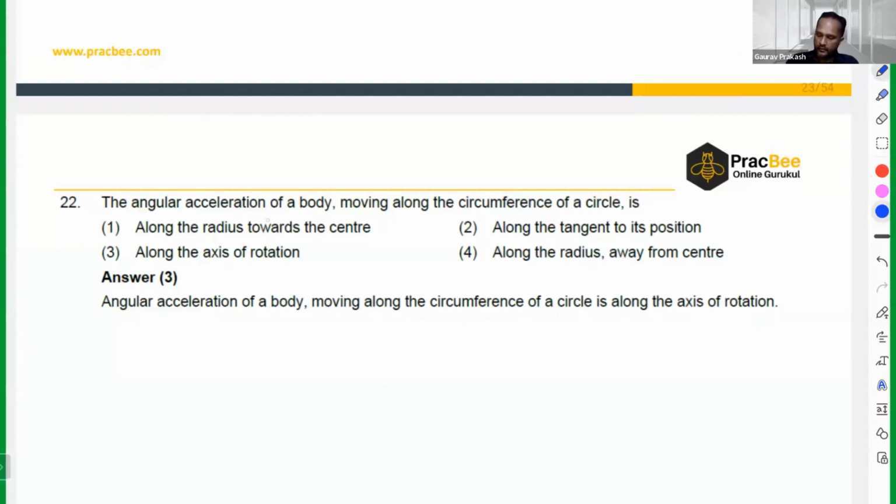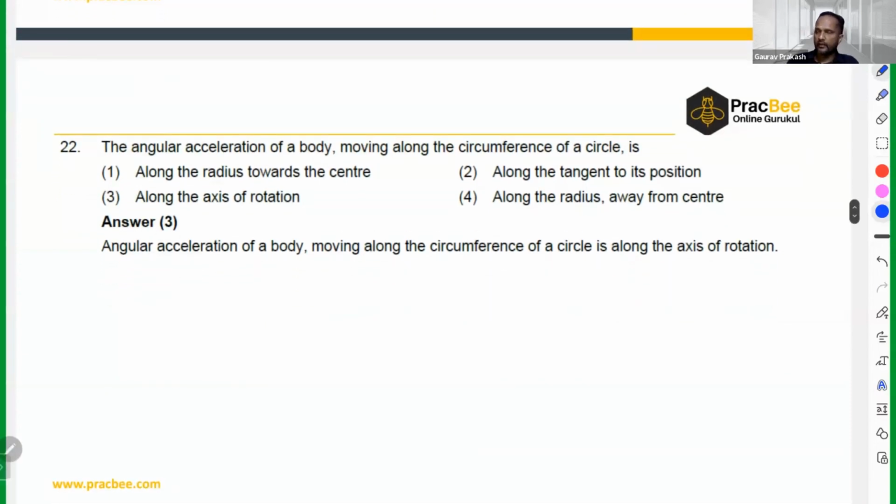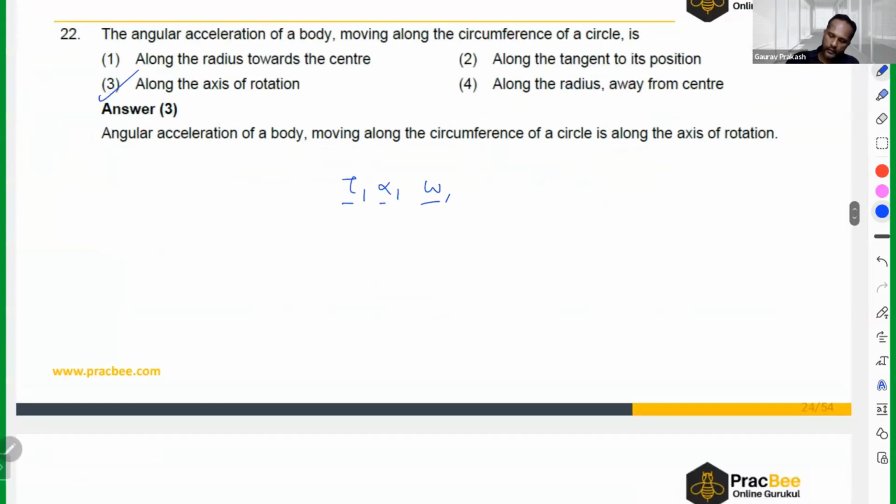So the angular acceleration of a body moving along the circumference of the circle is, so angular acceleration. All the angular components, whether it's torque, alpha, omega, all these angular components are always along the axis of rotation. The velocity, the tangential acceleration and the radial acceleration are towards the center or tangential to it. So 3 is the right answer.